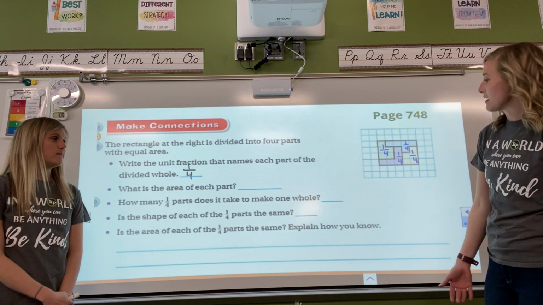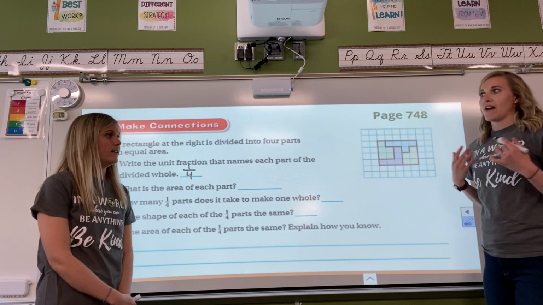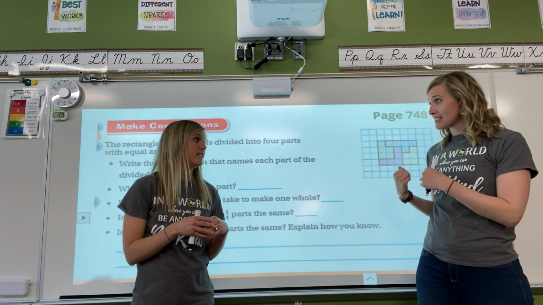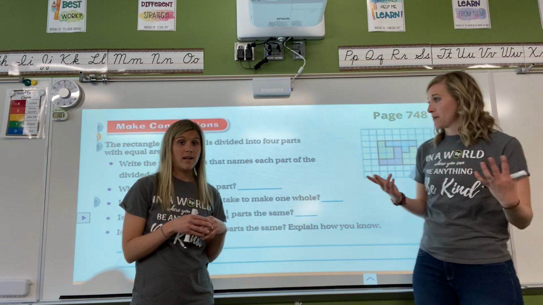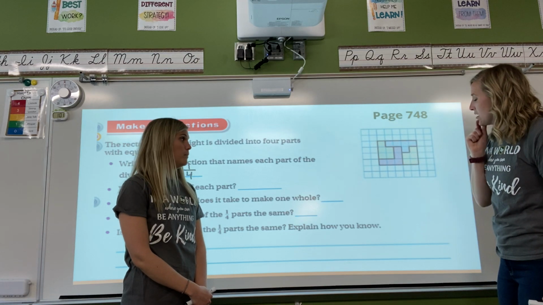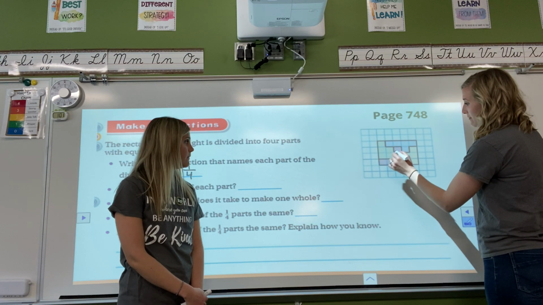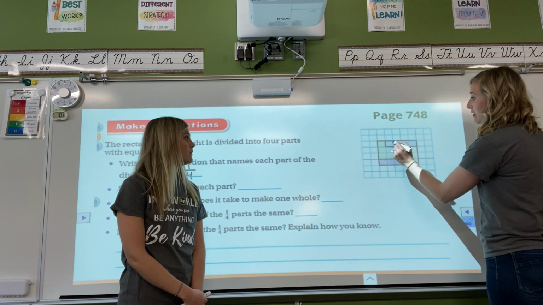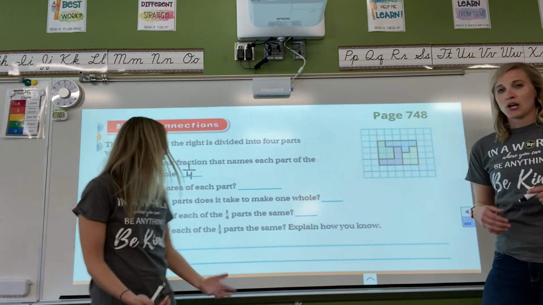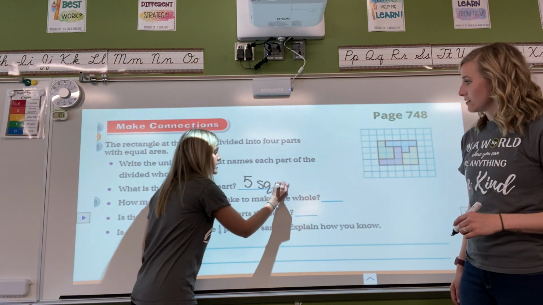What is the area of each part? I might just do a little erasing here. When I find the area, I need to count the boxes within, unless I can do length times width. But when I look at this, I don't know if I can really do length times width. So I think I need to count the boxes. 1, 2, 3, 4, 5. 1, 2, 3, 4, 5. 1, 2, 3, 4, 5. 1, 2, 3, 4, 5. Very good. So they all have 5 square units.